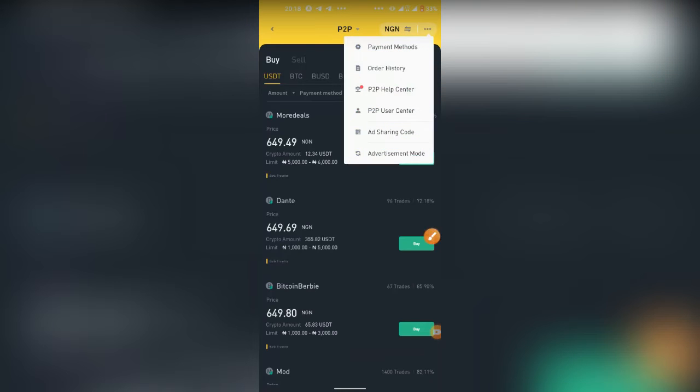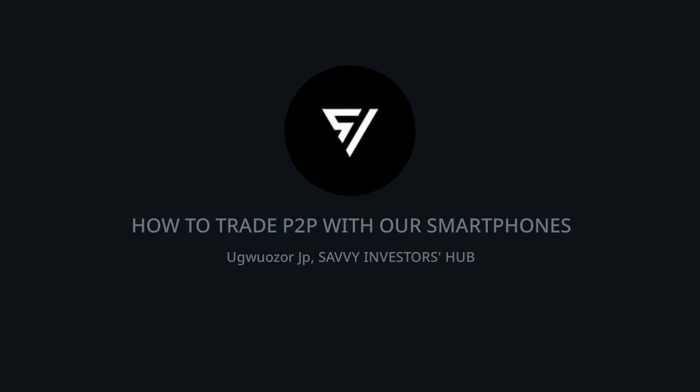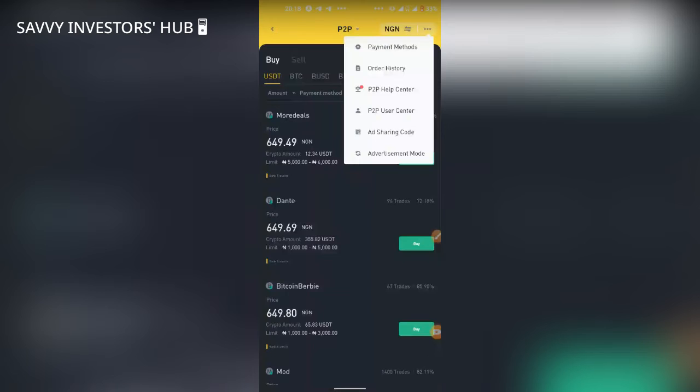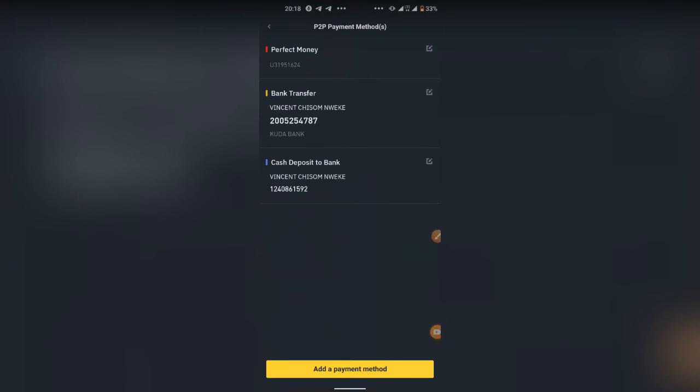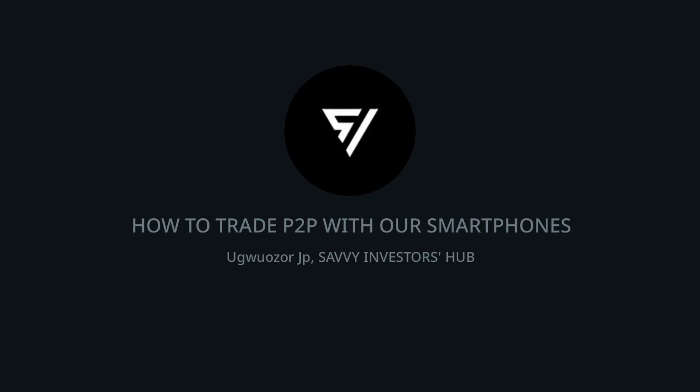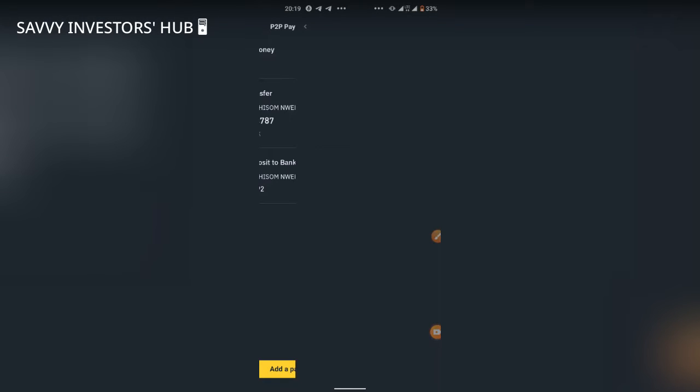So for you to sell on Binance P2P, you will need to receive money, right? So you go to your payment methods and add your payment methods. Currently, I'm using Perfect Money, Kuda bank transfer, and then another bank transfer. So which other payment method do you want to use? Maybe you want to use Cash App. So you're going to click add payment method. You go to the next page.